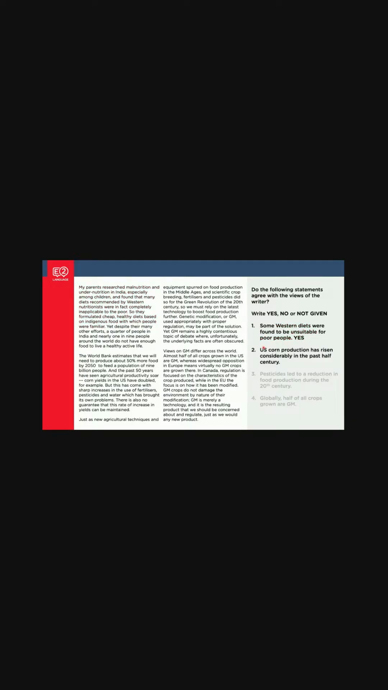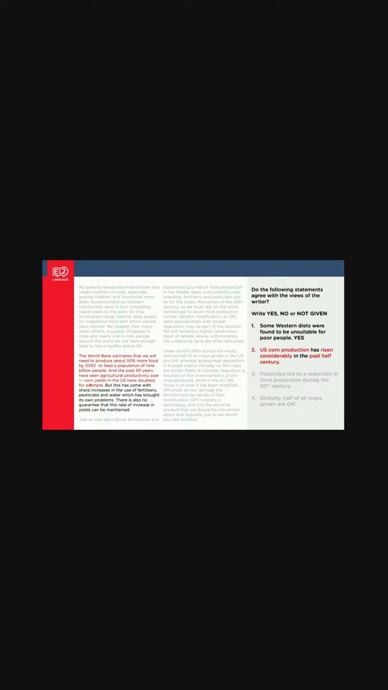How about number 2? Again, we've got a good scanning word here. US. US corn production has risen considerably in the past half century. Over here in the text, past half century, past 50 years. Soar, which is rise considerably, corn, and US. We're in the right spot here, so we would slow down and read around. The World Bank estimates that we will need to produce about 50% more food by 2050 to feed a population of 9 billion people. And the past 50 years have seen agricultural productivity soar. Corn yields in the US have doubled, for example.